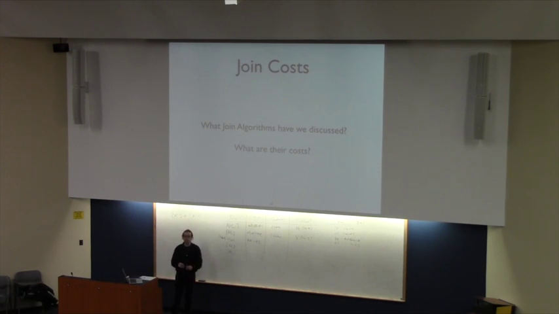Ideally, assuming I know everything that I could possibly know about the system, which would I pick to hash? The smaller of the two. So min of size of R, size of S. Although, in the worst case, we might get the max of those two, if we pick wrong.